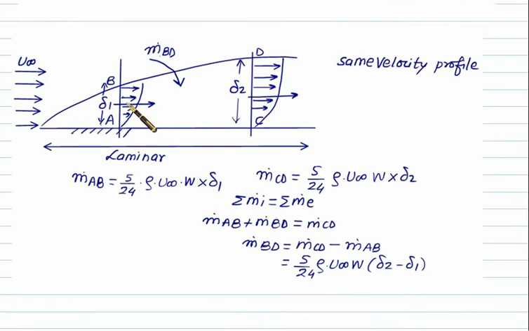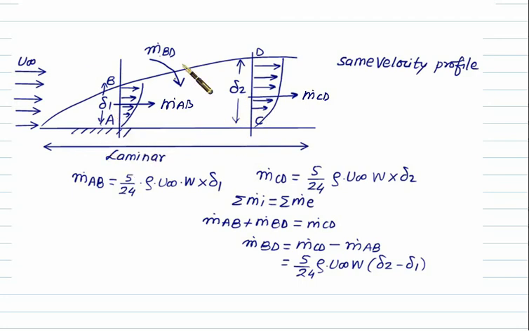Suppose we have two sections, one section is AB and one section is CD, and you are asked how much mass enters from the section BD. Just now we solved for the AB section: that answer is 5 by 24 rho multiplied by u infinity multiplied by delta 1 multiplied by w, and it depends upon the boundary layer thickness delta 1. Similarly we can calculate how much mass is leaving from the section CD. This mass flow rate is m dot CD, and this is m dot AB. Almost the same expression, 5 by 24 rho into u infinity into w, but this time delta 2 matters. So naturally this mass is more because of the larger value of delta 2, and this mass flow rate is less.